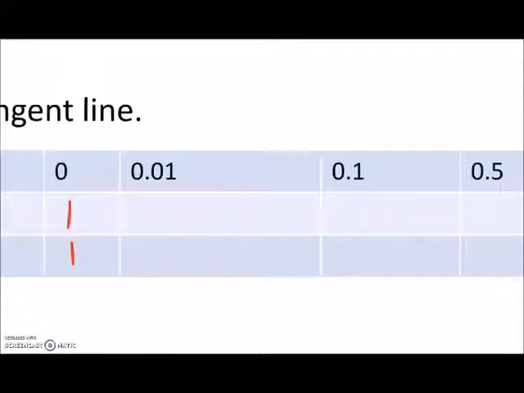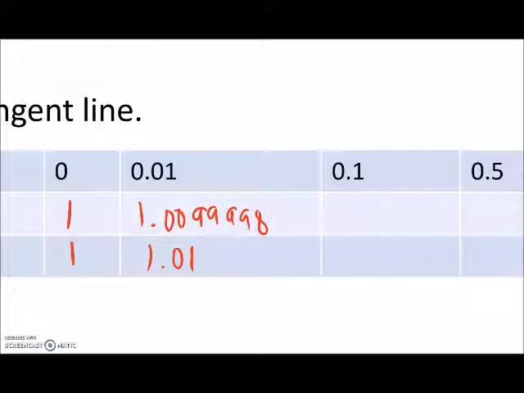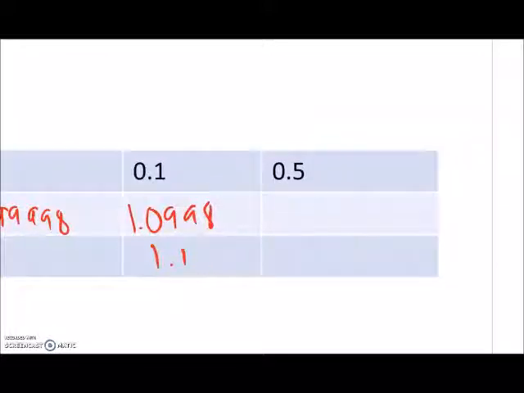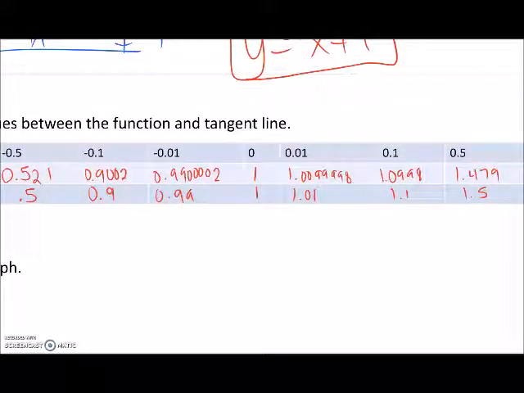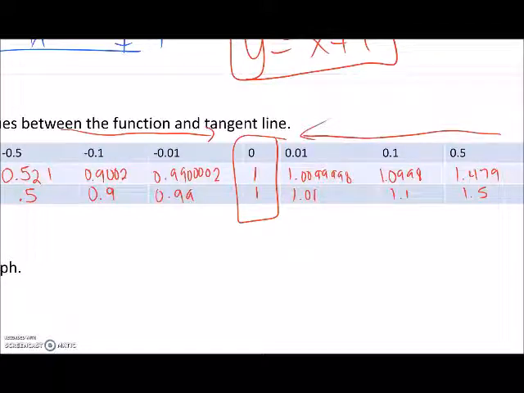When you have a positive 0.01, I get a 1.0099998. This is a 1.01. When it's just a 0.1, I have a 1.0998 and a 1.1. And the last point that we're trying is a 0.5, 1.479 and a 1.5. So when we look at all these points together, we could see that when x is 0, that's when they touch each other. So the closer the number is to 0 on both sides, either from the positive or negative end, the closer these numbers are to a positive 1.